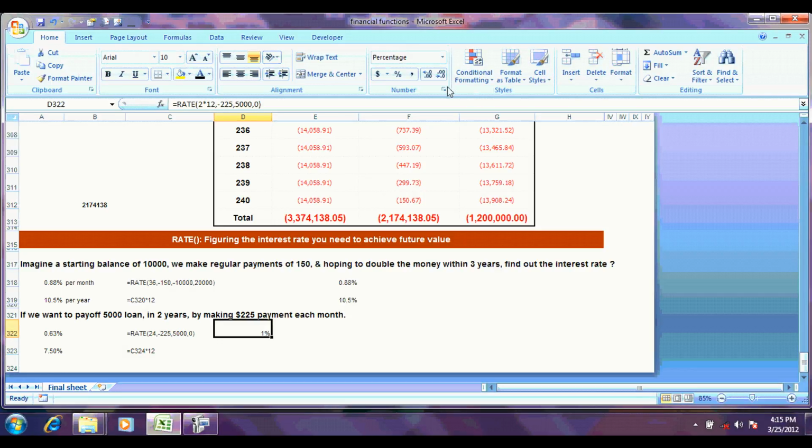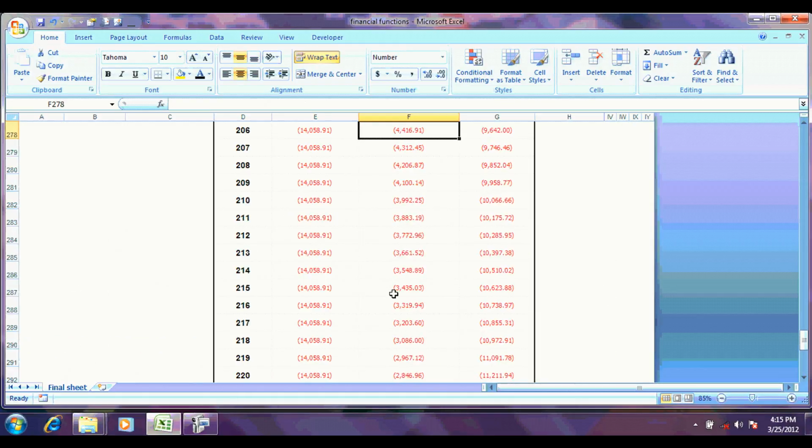Enter. 0.6. Annually if we see, that will be this into 12. So it will be close to 7.5%. Okay, so this was a few things about financial functions.